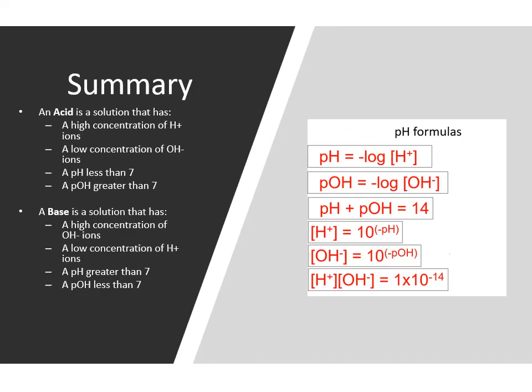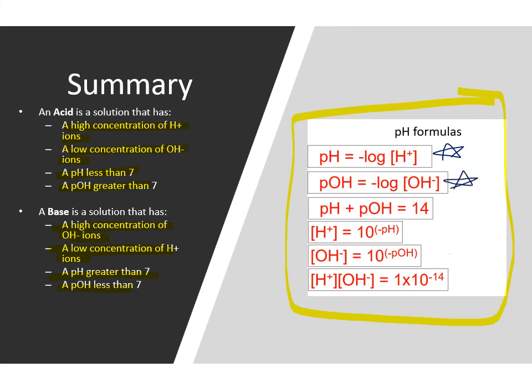And so to summarize, acids are solutions that have a high concentration of hydrogen ions, low concentration of OH, pH less than 7, pOH greater than 7. Bases are solutions that have a high concentration of OH, low concentration of H, pH greater than 7, pOH less than 7. And then our formulas are here. And most of the time you'll be doing these two formulas.